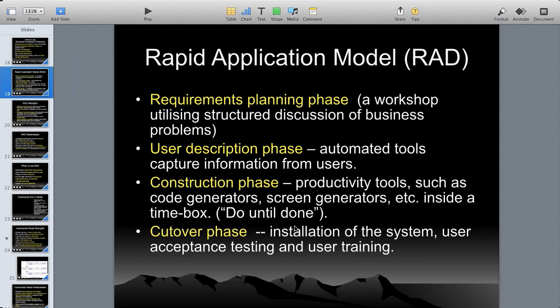And the last is the cutover phase. The cutover phase means deployment, UAT, user acceptance testing, and installation. Let's say this is all 10 to 15 days. So 15 days for the cutover phase, 15 days for requirements, 30 days, and the construction is 2 months. Overall, in 3 months you finish the same project. If you follow incremental, it will take 8 months to 1 year.